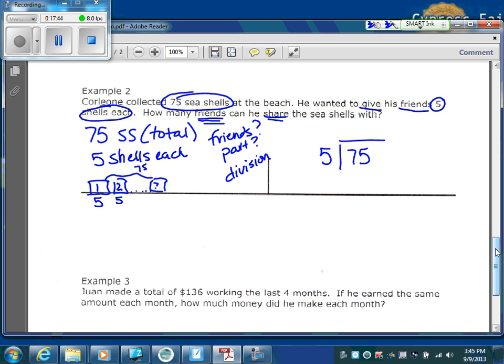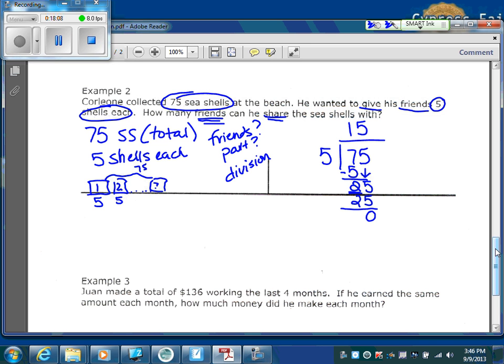Okay, first step, divide 5 into 7 goes once. Multiply, 1 times 5 is 5. Subtract, 7 minus 5 is 2. Check, is 2 smaller than 5? Yes. Bring down. My new number is 25 to divide by. 5 divided into 25 is 5. Multiply, 5 times 5 is 25, exactly.